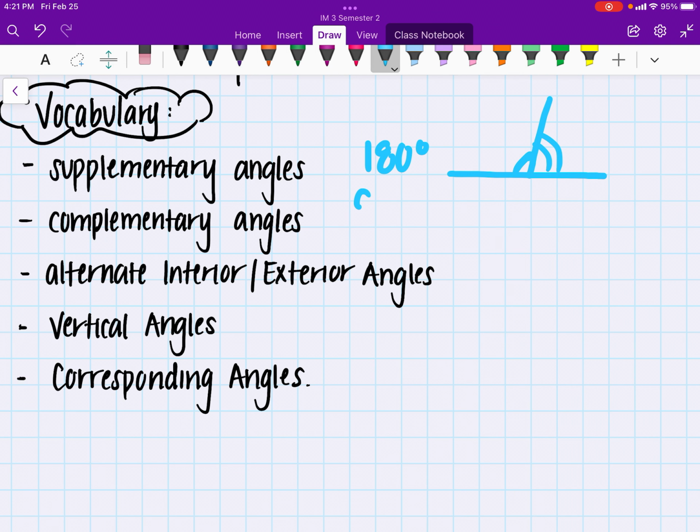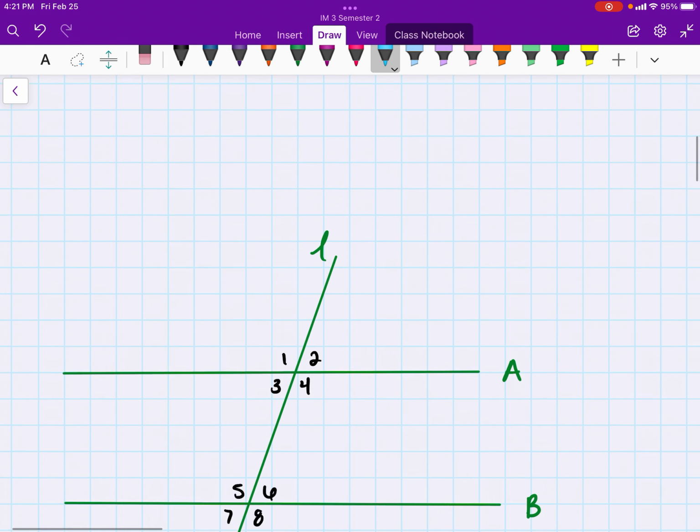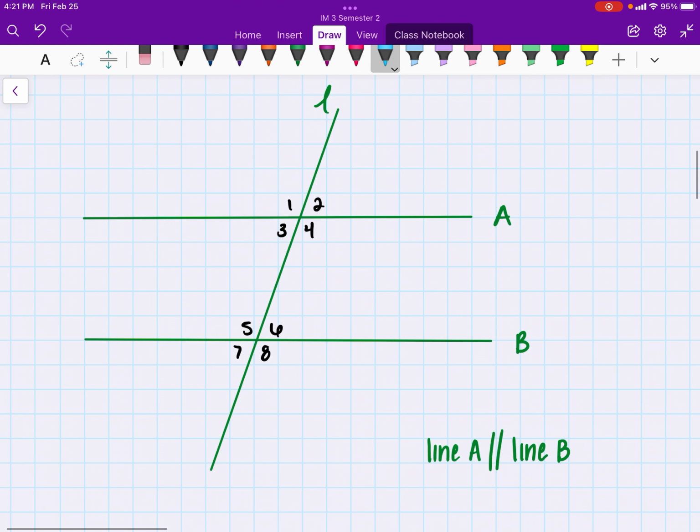In this case, complementary talks about a 90-degree angle. So if we have 180, half of 180 is 90. So in 180, there's actually two complementary angles because they're both right. So let's go ahead and take a look at the other definitions here. So go ahead and sketch this out.